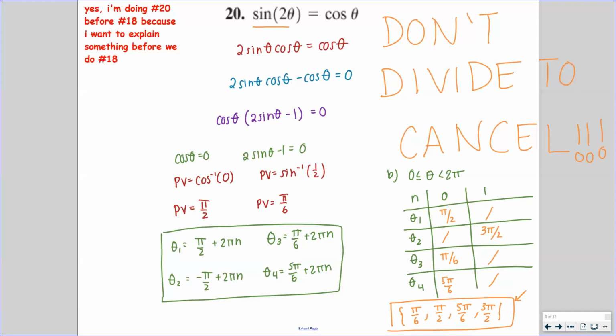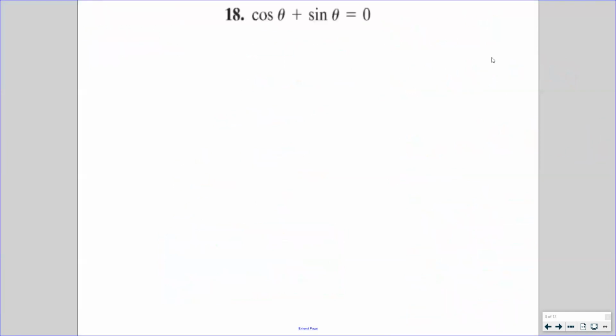Okay, last problem I'm going to work you guys through, and then you guys will just finish the evens on your own. Number 18, so we're going to go back. 20 is the last problem you have to get through, so you're doing the odds up to 20. Cosine theta plus sine theta is equal to 0. There's a reason I'm doing this second.